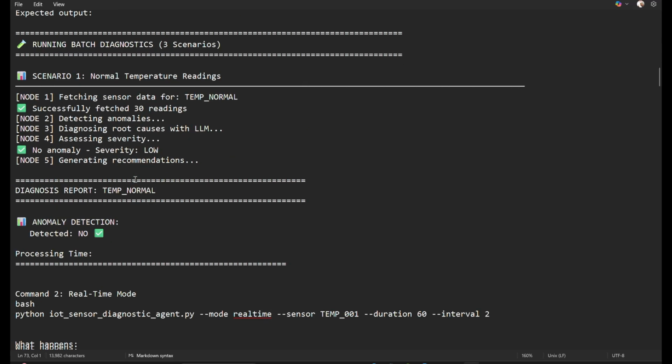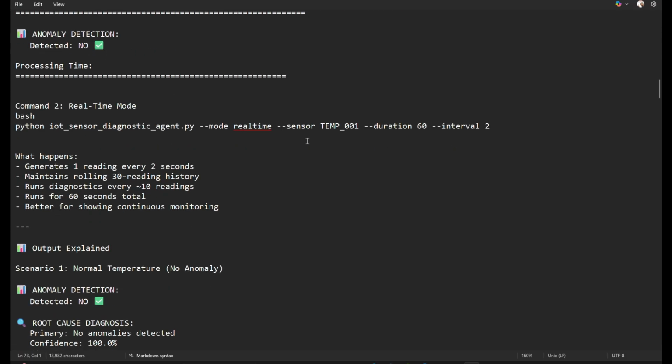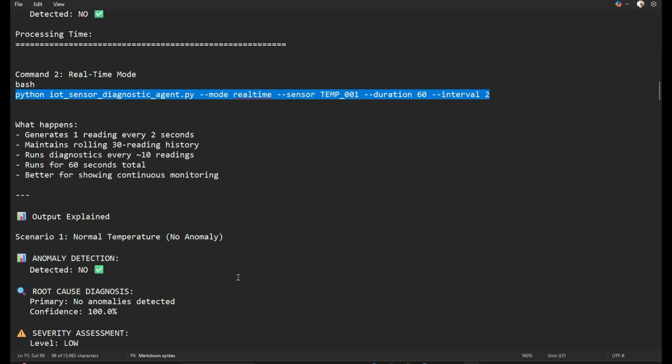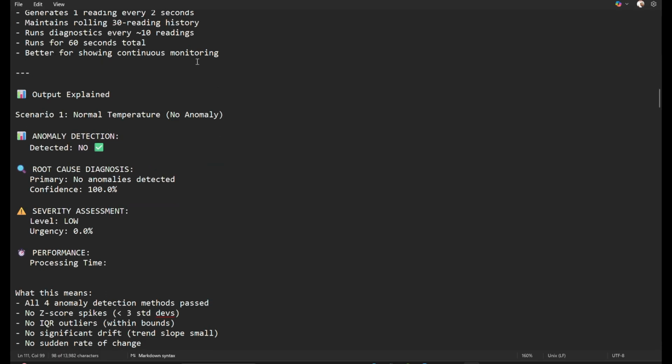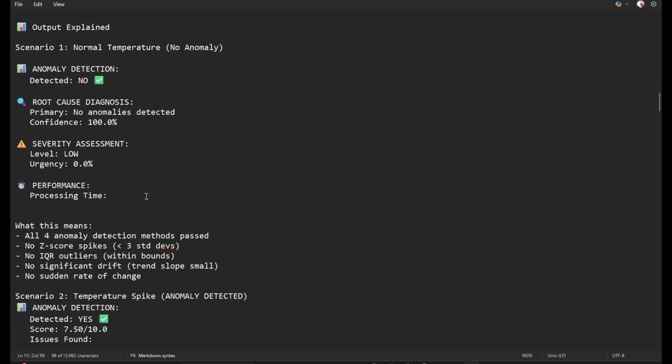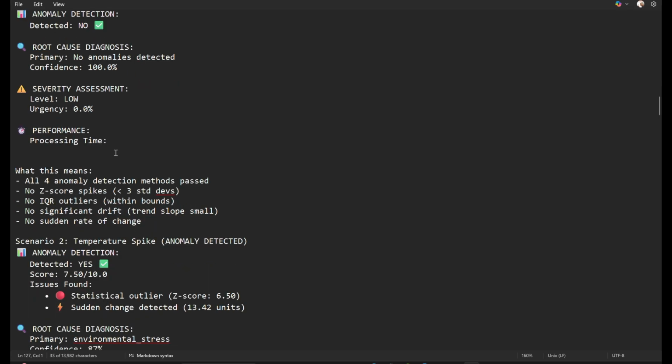Scenario one, normal temperature reading. It is detecting success, root cause no anomaly, severity low. For continuous monitoring we can do this for a period of 2 seconds, and every 2 seconds the data will be stored in the log. For scenario one, normal temperature, no anomaly, it will be shown like this: anomaly detection no, no anomalies, 100% confidence, severity is low.